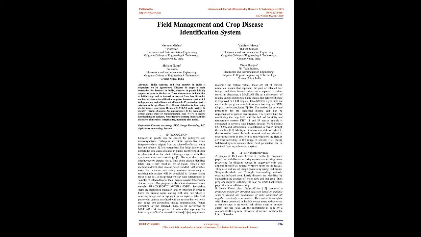Step 2 is image pre-processing, image segmentation, and feature extraction of the selected image, performed by MATLAB code to get a set of values that represent the infected part of the leaf as numerical values. Step 3 is matching the feature values. These are a set of 13 numerical values that represent the infected leaf image, and these feature values are compared to values stored in disease set, a MATLAB file, as a dictionary of feature values and disease names. Then, at last, the name of the disease is displayed on an LCD display.